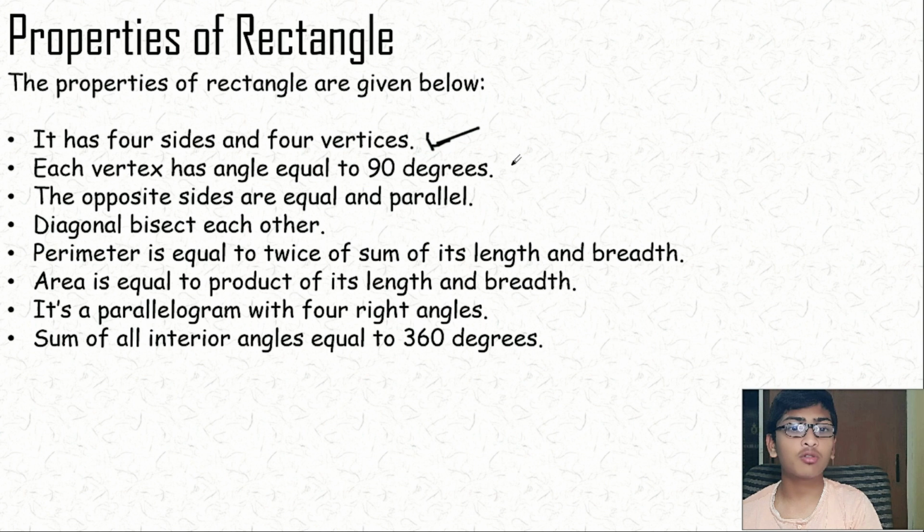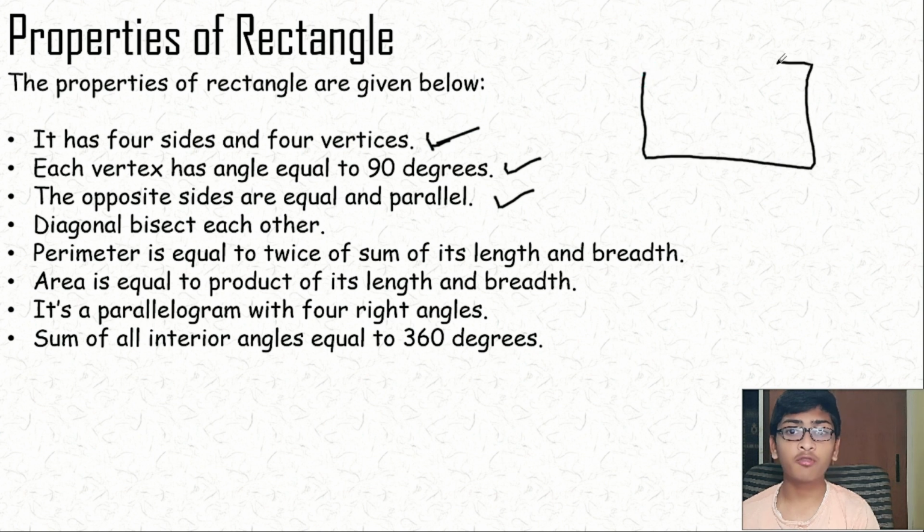Next, each vertex has 90 degrees. This is also mostly common for quadrilaterals, not all, but mostly. Opposite sides are equal and parallel. When this is a rectangle, these opposite sides are equal and parallel. These two are equal and these two are equal. These two are parallel and these two are parallel.